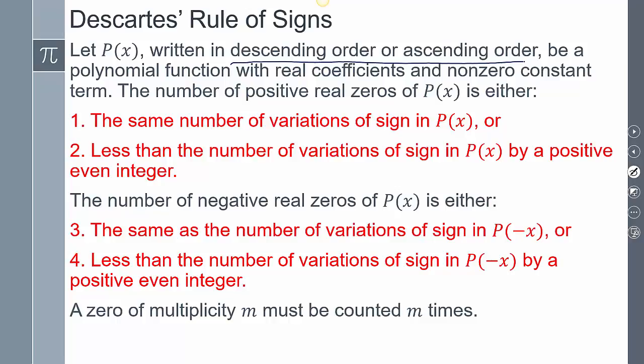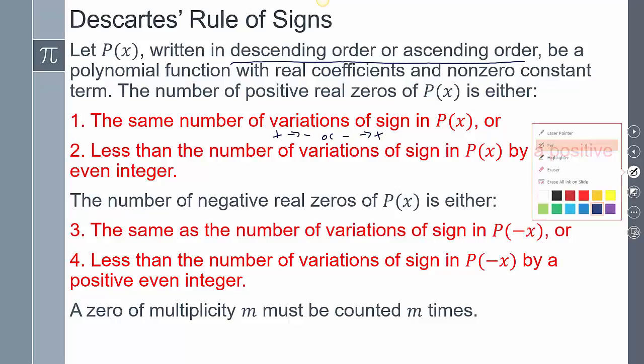So let p of x be a polynomial with real coefficients and a non-zero constant term. The number of positive real zeros of p of x is either the same as the number of variations in sign of p of x, or less than the number of variations in sign of p of x by a positive even integer. So whatever the sign varies, now what it means by vary is that it's going from positive to negative or from negative to positive. So if it varies, it's going to be that same number, or it's going to be less than that number by a positive even integer.